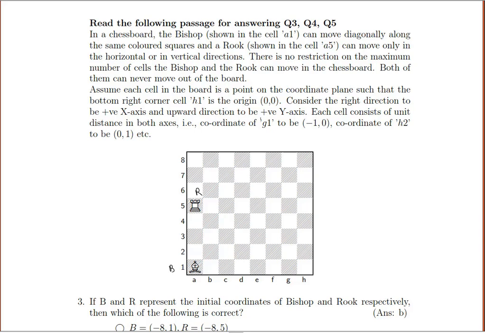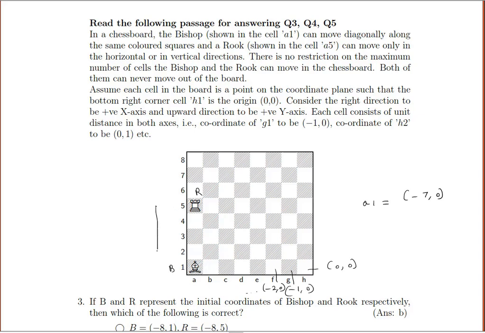So assume each cell in the board is a point on the coordinate plane such that the bottom right corner, h1, is the origin, 0, 0. The right direction is the positive x-axis and upward is the positive y-axis. So the coordinate of g is minus 1, 0, and f is minus 2, 0, and so on. This has 1, 2, 3, 4, 5, 6, 7 units. So the coordinates of A1 must be minus 7, 0. That is the initial position of the bishop.